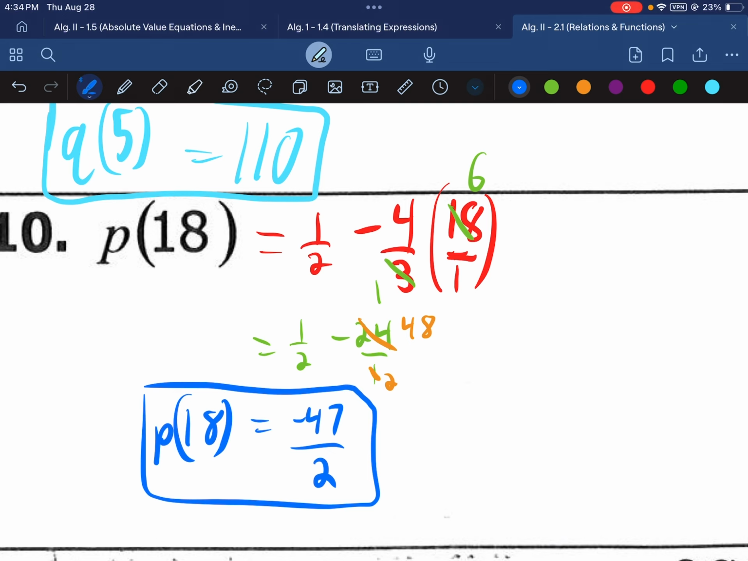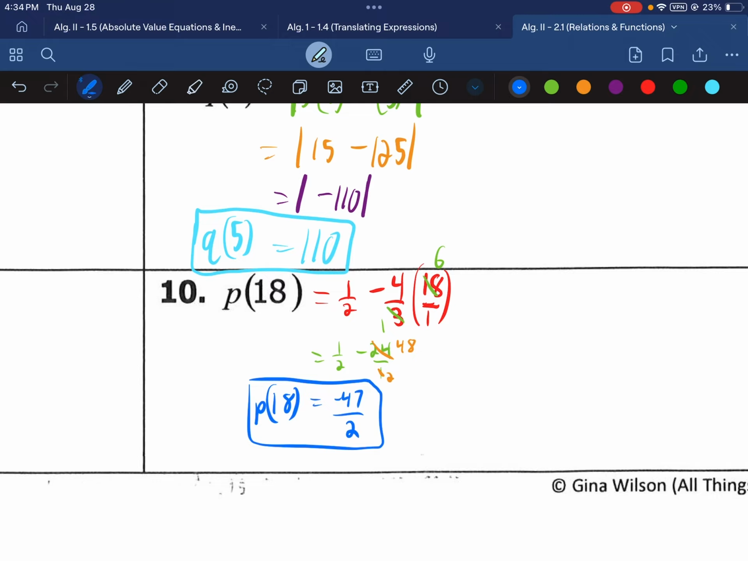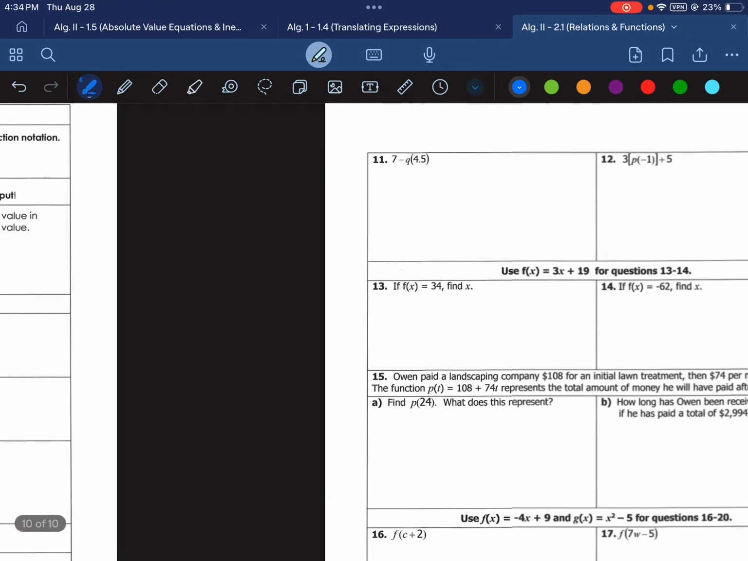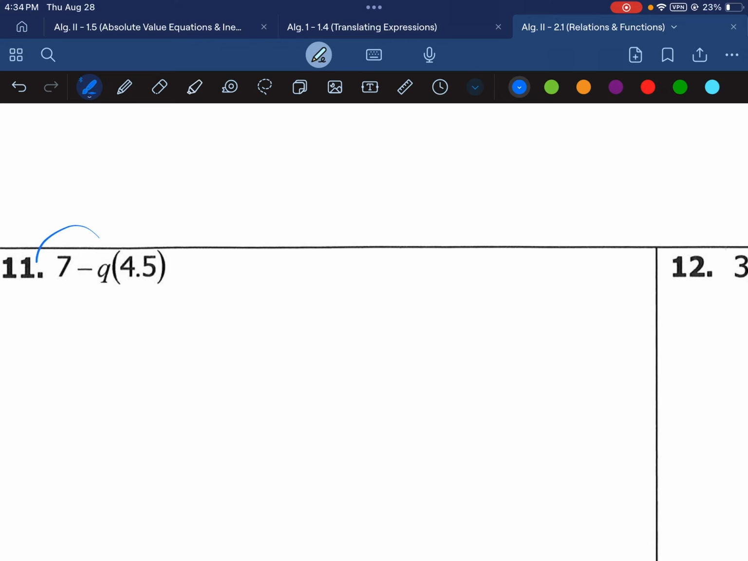Let's do another page worth of examples here. On number 11 and 12, we're using the exact same p of x and q of x as we did before. So as we do 7 minus q of 4.5, we can do q of 4.5 out to the side if we want, and then take 7 minus the result. Or we can do it as I did the 2 times g of 12 earlier, where I do 7 minus, and then after that minus, I'm going to have my q of x, reminding us that q of x was the absolute value of 3 times the x value, in this case 4.5, minus 4.5 being cubed.